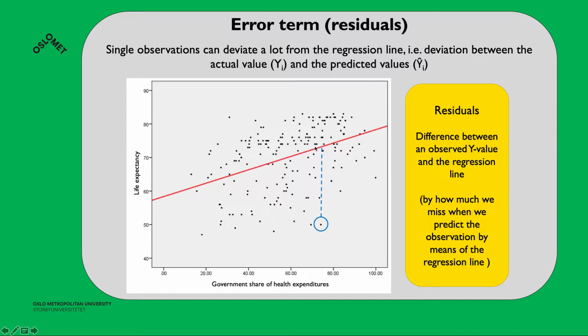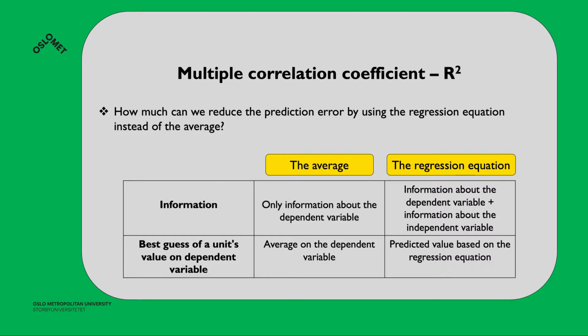But why do we use the regression line for prediction when we miss quite a lot? Well, it's way better to use the regression line for making predictions than to use what is next best, which is the average. So let's compare the average and the regression equation when it comes to predictions. Really, the R-square says how much we can reduce prediction error by using the regression equation instead of the average. That's one interpretation of R-square.